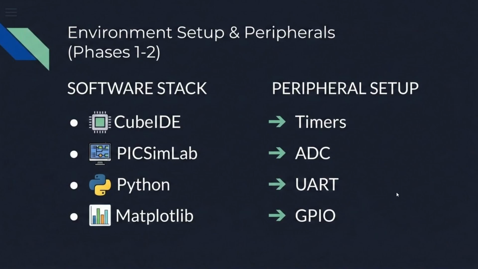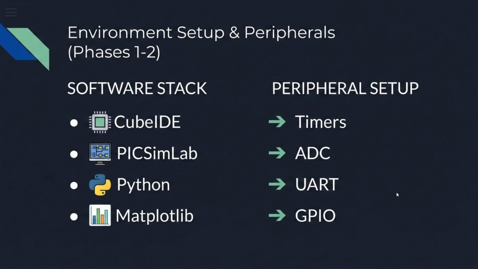Let's look at our environment setup in phases. So several software tools were used during the development of our project. First, we used the STM32Cube IDE to write and compile embedded C code. Then PixelLab helped simulate the embedded hardware without needing a physical circuit. And Python was used to build the graphical dashboard. Within Python, we used the matplotlib library to create gauges, graphs, and other visual indicators.